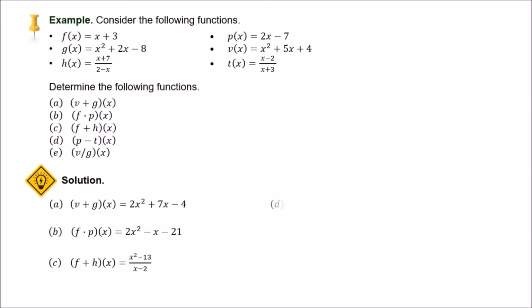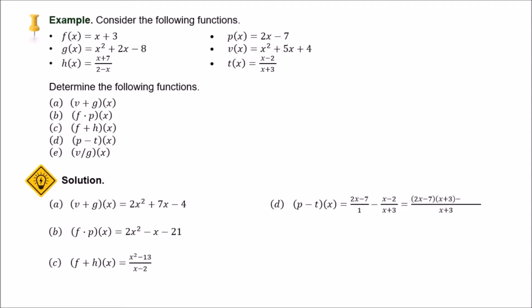Next, we'll have letter D, (p minus t)(x), which is the same as p(x) minus t(x). We write down our functions. p(x) is 2x minus 7, while t(x) is x minus 2 over x plus 3. As before, we combine these fractions together. We write down the denominator of 2x minus 7, which is 1. We get the LCD between 1 and x plus 3, x plus 3.